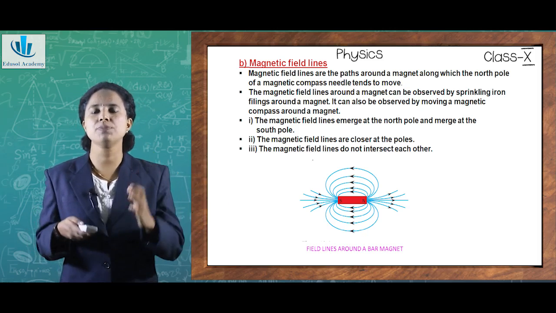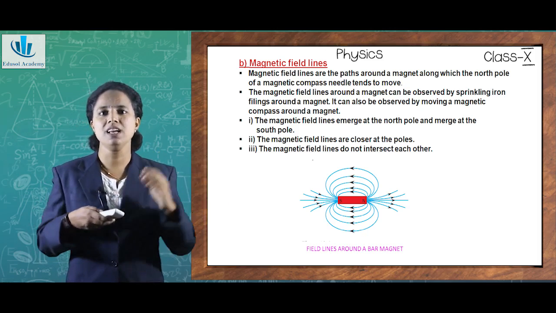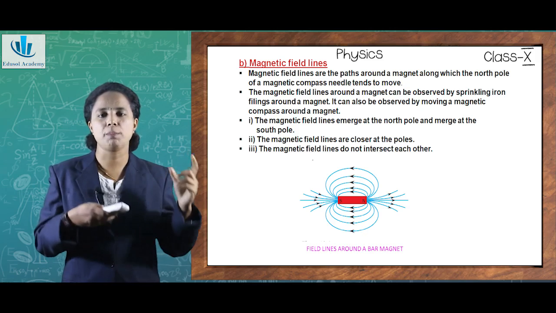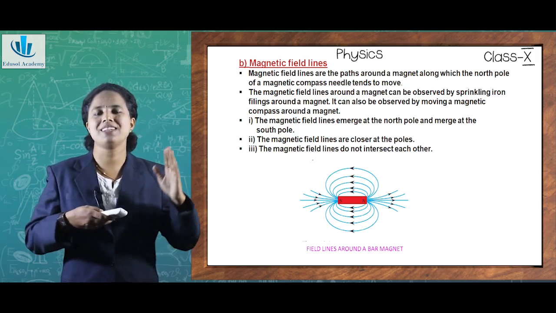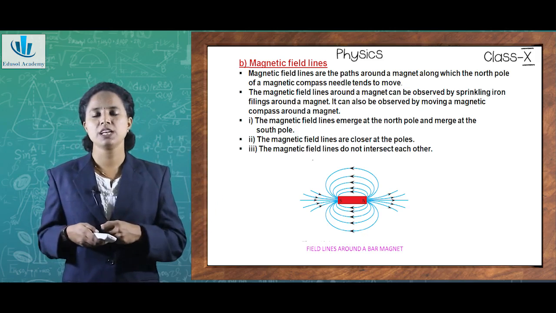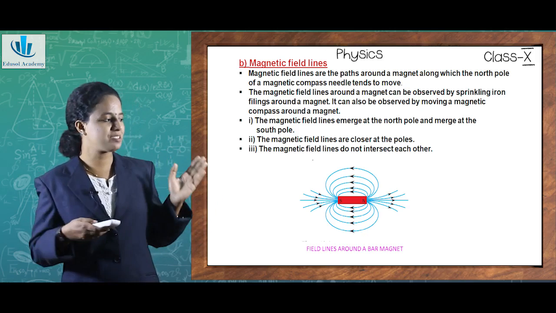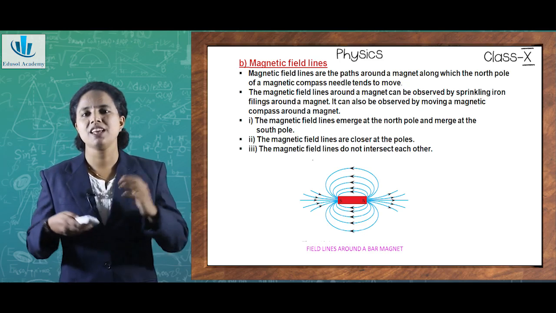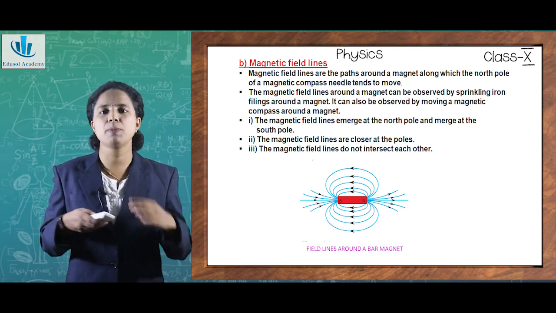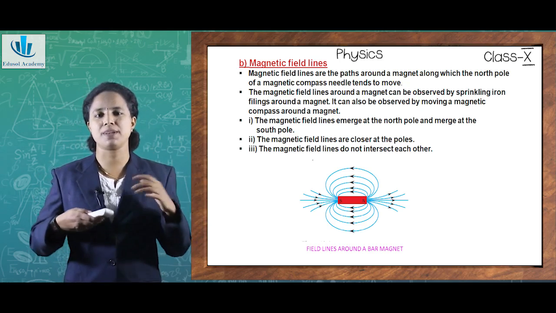Magnetic field lines are the lines along which the north pole of a magnetic compass needle tends to move. For example, if you place a magnetic compass needle, it will always have a tendency to move first towards the north pole. So the magnetic field lines, as you can infer from the diagram, are formed around a magnet, and they can be observed in different ways through different experiments.